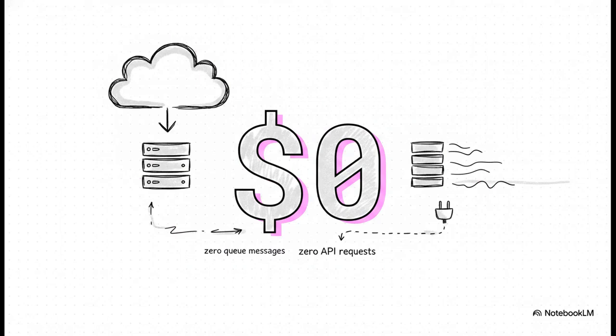And that brings us to, without a doubt, the most beautiful number in cloud computing: 0. If your application traffic is unpredictable and suddenly you have 0 queue messages to process or 0 API requests coming in, your compute cost for that exact period drops to exactly $0. That is the true economic power of scaling to 0.